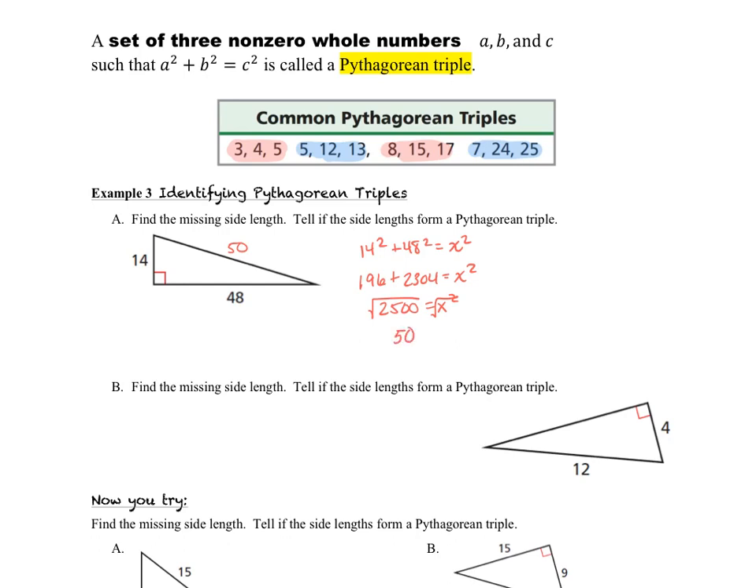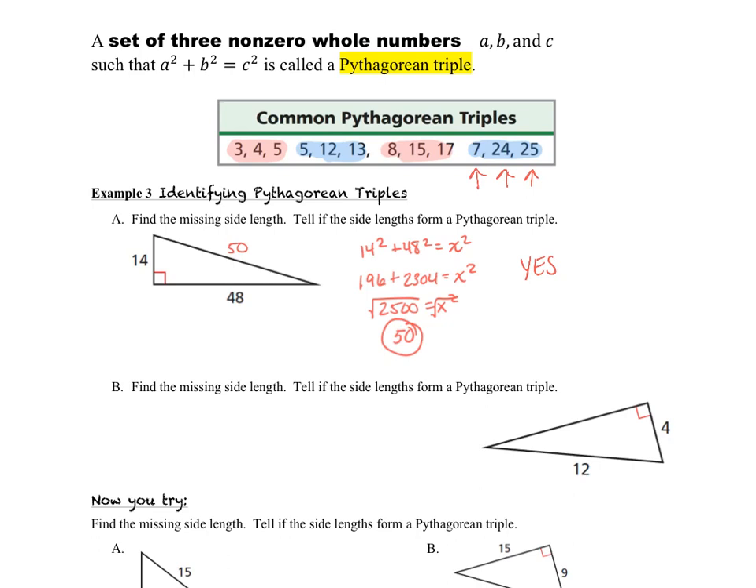To make sure we answer the question, find the missing side length. I did that. Tell if it's a Pythagorean triple. Yes, because it's a multiple of all 3 of those in the triple.